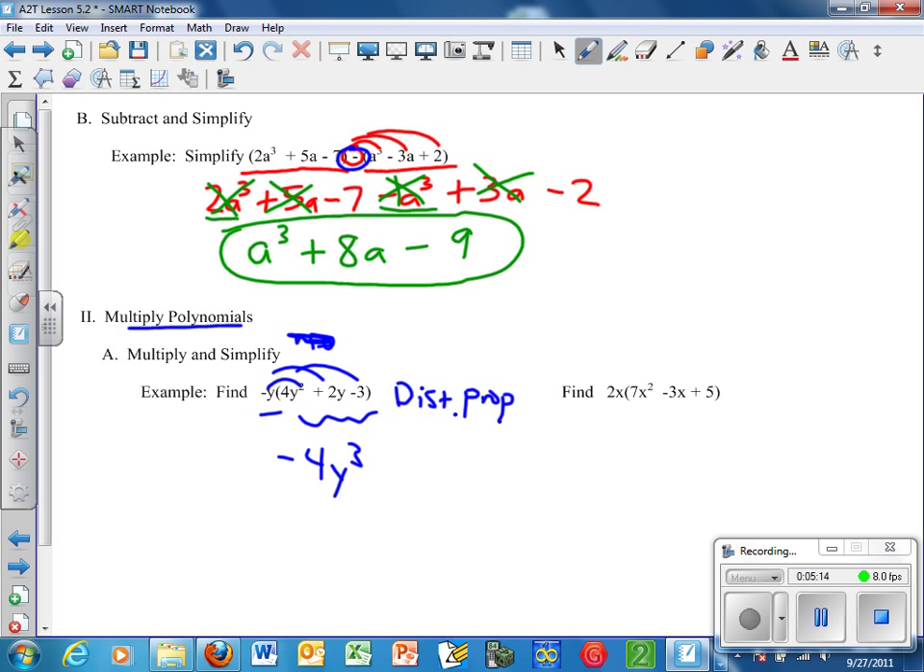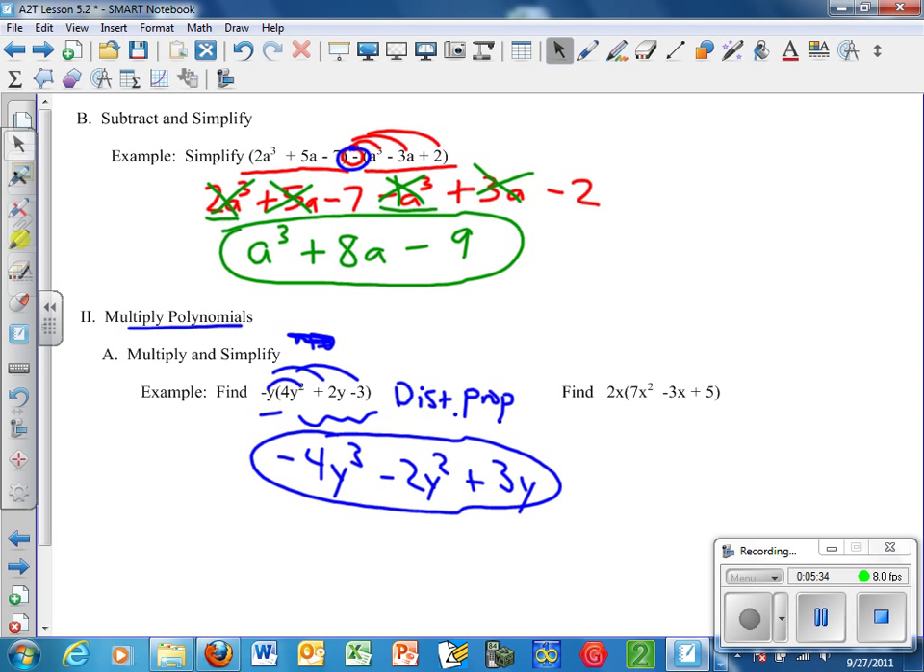Distributing a negative will change the sign on the next term. Negative times positive is negative. Y times 2y is 2y squared. And then distributing the negative y to the negative 3 changes that to a plus 3y. And that is as far as you can go. None of those terms are like terms. So there's what we have.